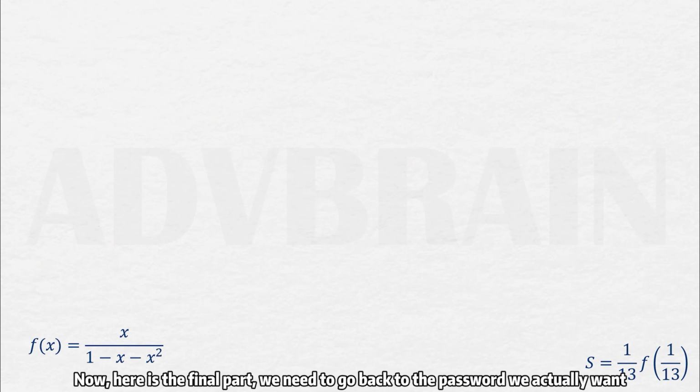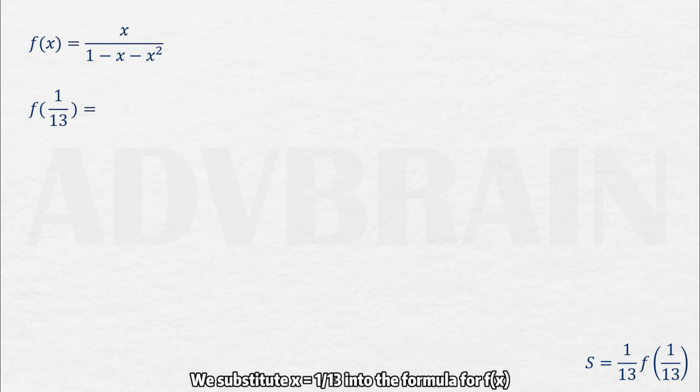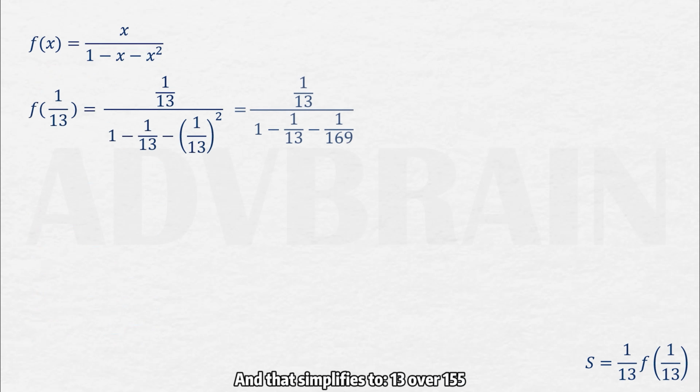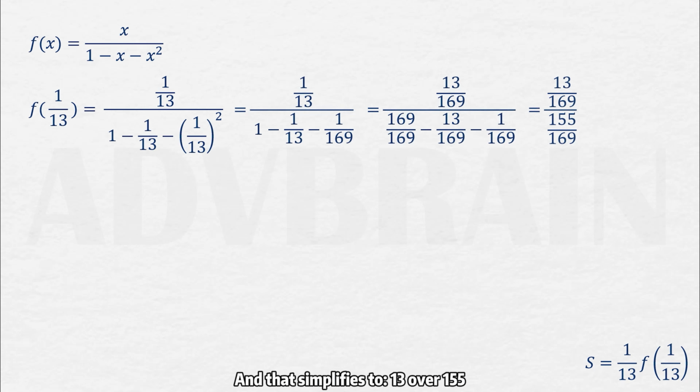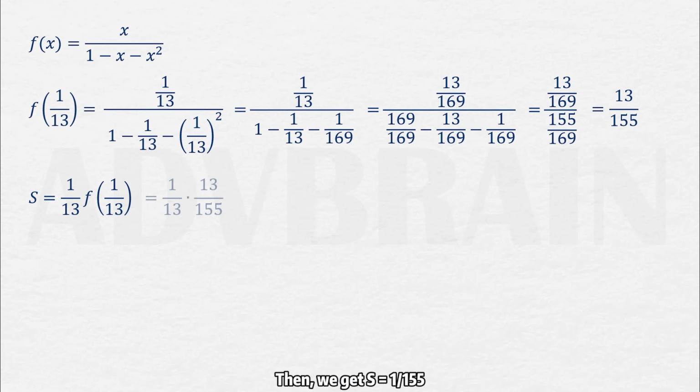Now, here is the final part. We need to go back to the password we actually want. We substitute x equals 1 over 13 into the formula for f of x, and that simplifies to 13 over 155. Now substitute this result back into our expression for S, which equals 1 over 13 times f of 1 over 13. Then, we get S equals 1 over 155.